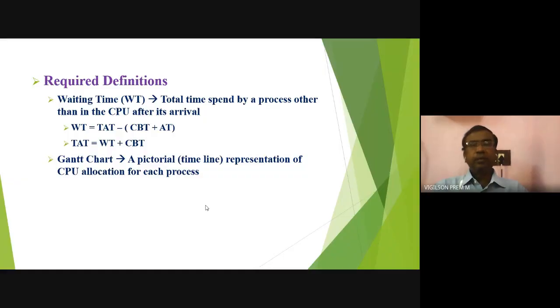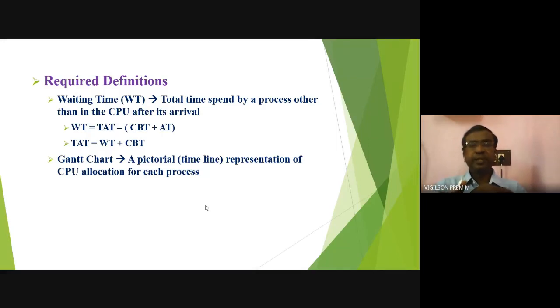Another important term you want to know in CPU scheduling is Gantt chart. A Gantt chart is a pictorial, otherwise termed a timeline representation, of the CPU allocation for each process. How long and at what duration a particular process spent its time in the CPU or processor, we will represent diagrammatically. Consider the important keyword: timeline representation.